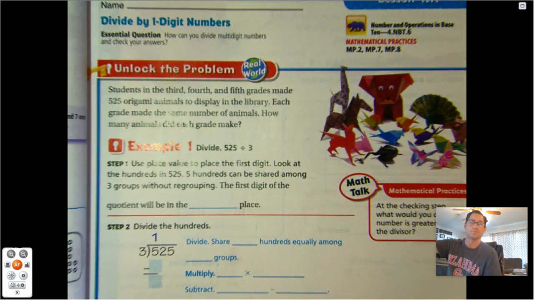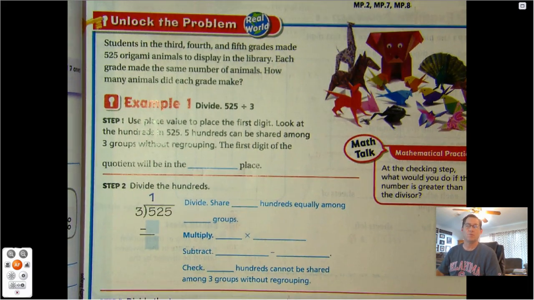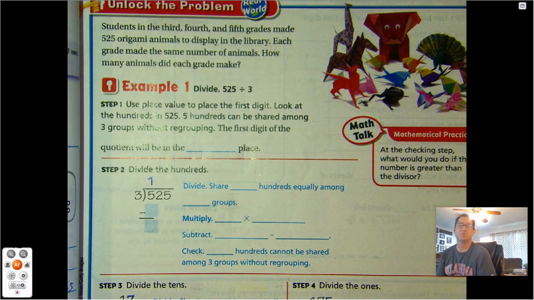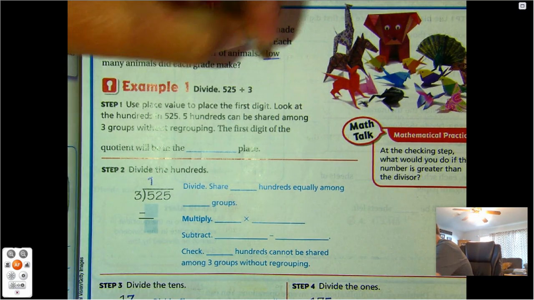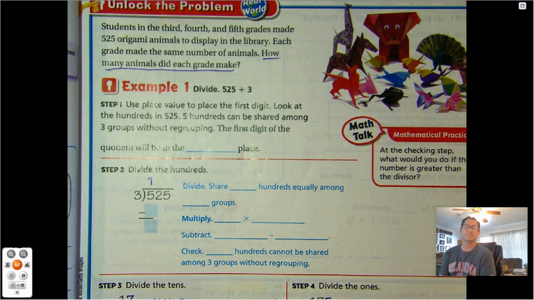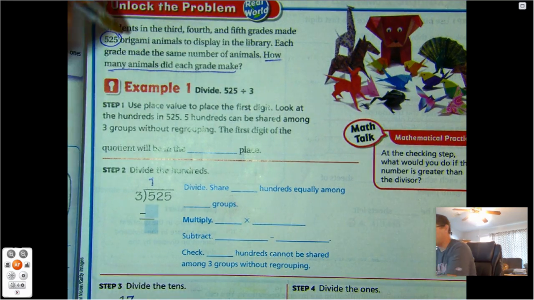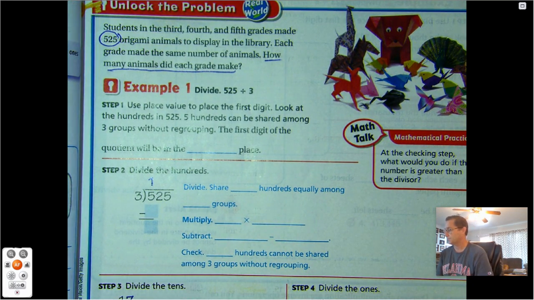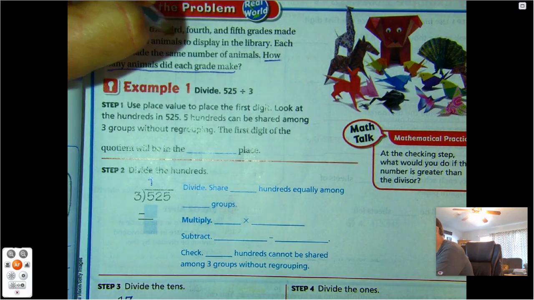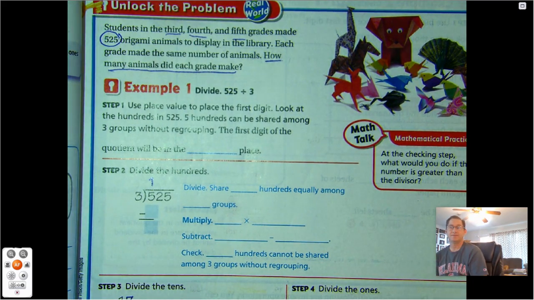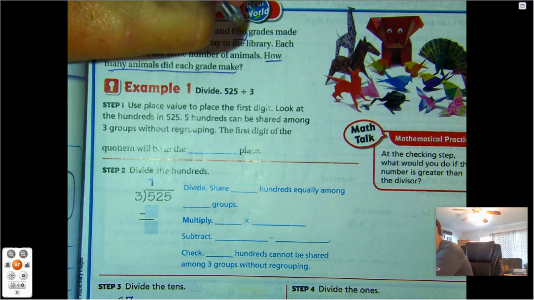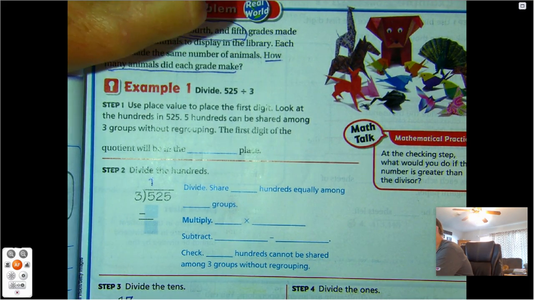Okay, so students in the 3rd, 4th, and 5th grades made 525 origami animals to display in the library. Each grade made the same number of animals. How many animals did each grade make? So our question is what we need to find. So how many animals did each grade make? And there was 525 origami animals. And we need to look at the 3rd, 4th, and 5th grade. So that's a total of 3 grades, right? 3 grades.